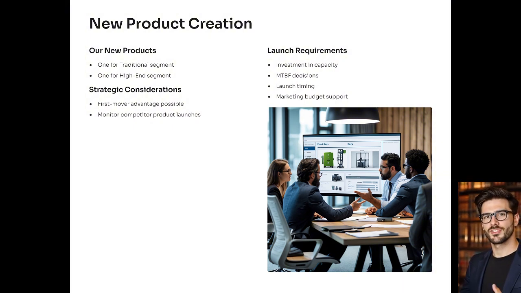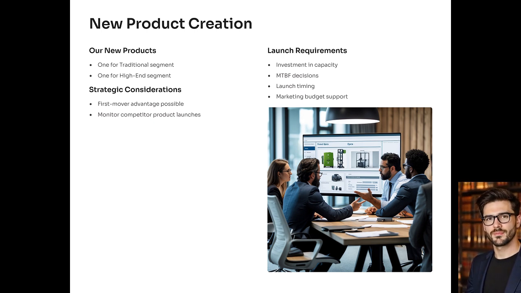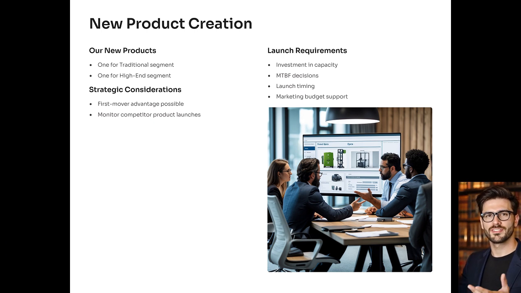Part 8. Production Strategy Insights. Let's talk about automation and capacity utilization. In this round, we increased automation more than any other team. That's a long-term investment. Higher automation reduces labor costs, but makes R&D changes slower.